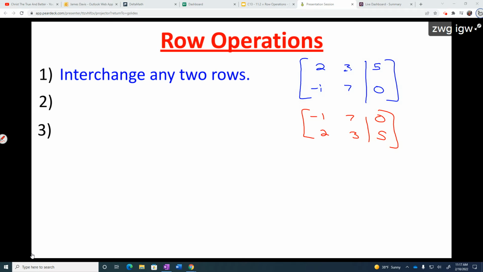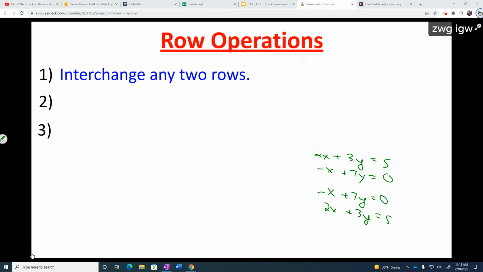Now, again, it might not make sense why we'd actually want to do this at this point. But if you think about this in terms of equations, let's say I were to write this as an equation, 2x plus 3y equals 5, and -x plus 7y equals 0. So that's taking the first one. And if I were to just switch these, -x plus 7y equals 0, and 2x plus 3y equals 5. Have I changed the value of these equations in any way? I just changed the order that I wrote them. Okay. So that's why we're allowed to do this. It doesn't change anything, so that's okay. We're allowed to do that.